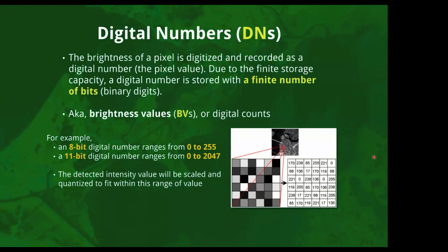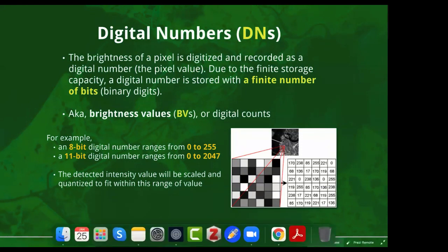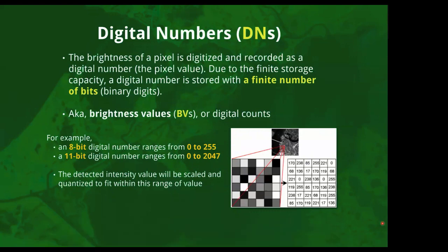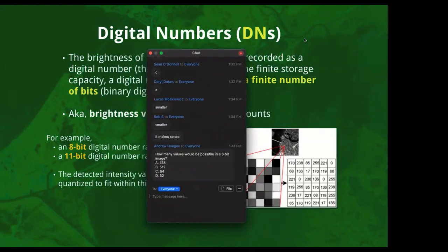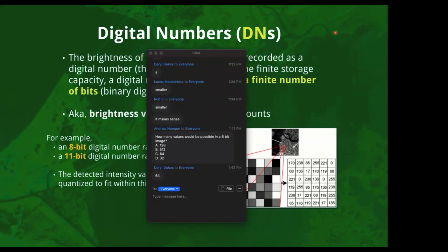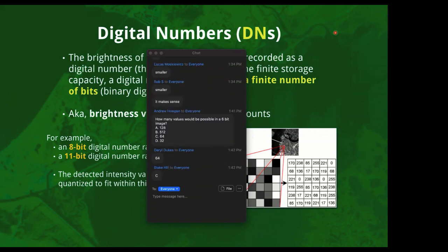We have a math question in the chat. Let's talk about this now. I think I may have to Google. Okay, so from Andrew: how many values would be possible in a 6-bit image? Do we have an answer?